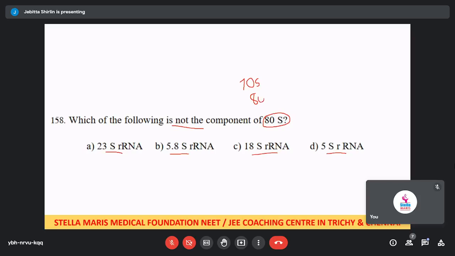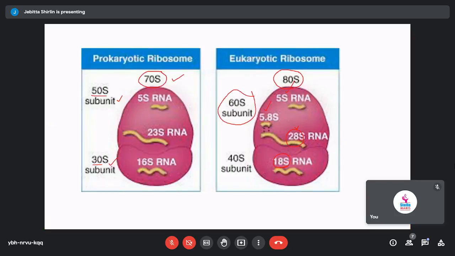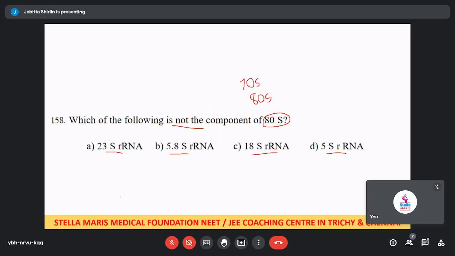Am I clear? So when you look at the eukaryotic ribosome, there you have 5.8, 18, 5, as well as one more unit, which is 28. All these are represented by the 80S type ribosome, which is present in both the 60S as well as the 40S subunit. The only thing that is lacking is 23S. You don't have anything like 23S there. So the odd one here is option A, which is the 23S rRNA unit.